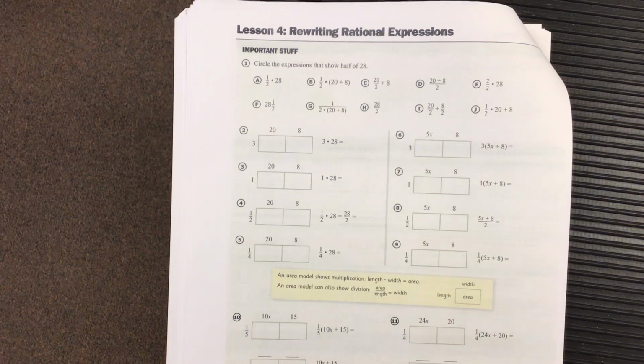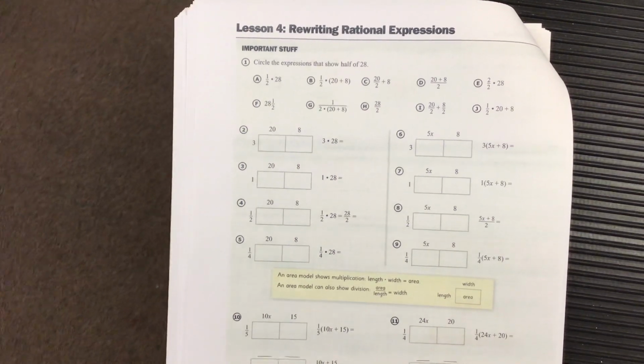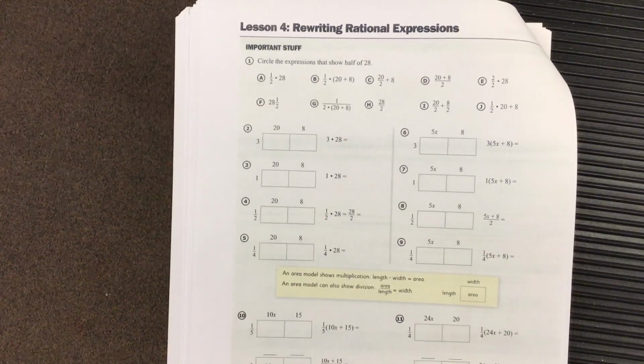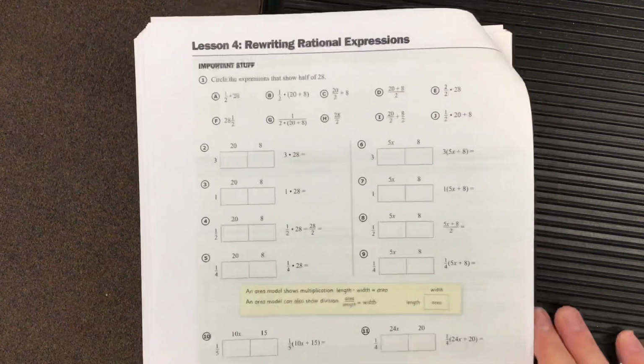Lesson 4, page 20. Rewriting rational expressions. Again, we're going to continue with these sort of boxes to visualize it. Eventually, these boxes are going to go away, and it's hoping that you have progressed enough where you don't need them. Is it going to be wrong if you still draw them? Absolutely not. You will always have the option to make them.